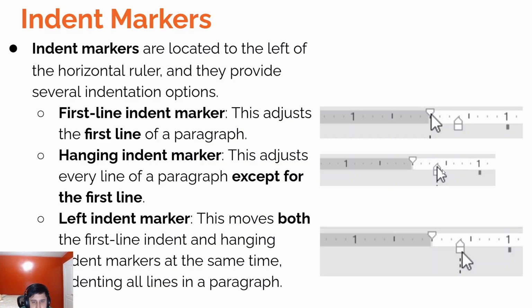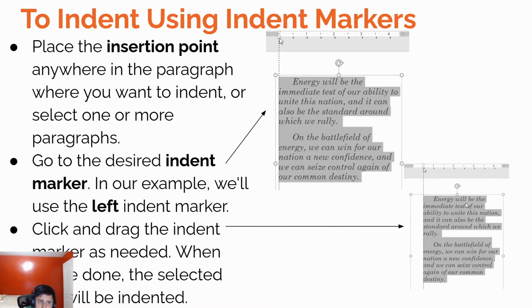And this adjusts every line of the paragraph except for the first line. Then we have the left indent marker, which moves both the first line indent and the hanging indent markers at the same time, essentially indenting all lines in a paragraph.